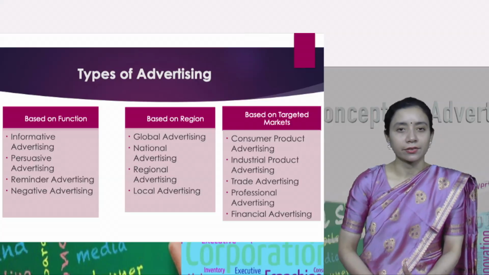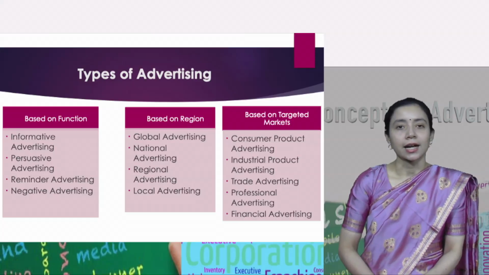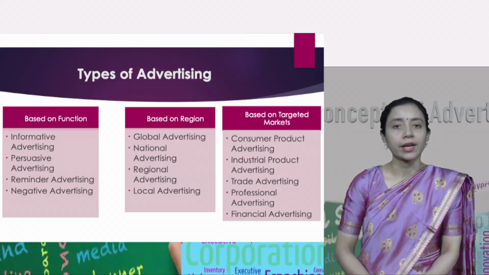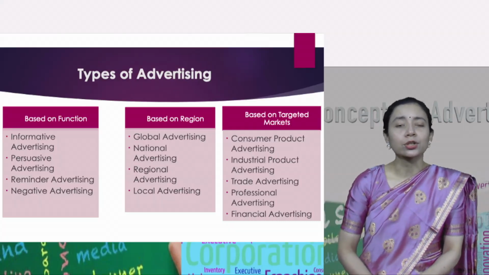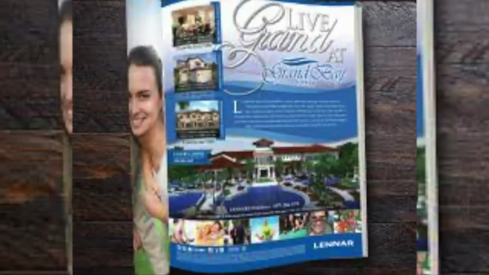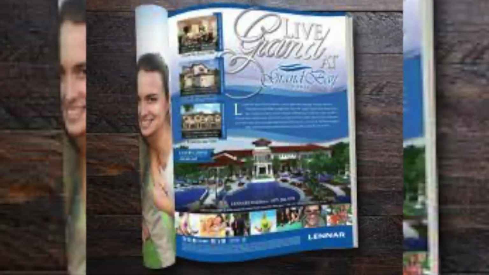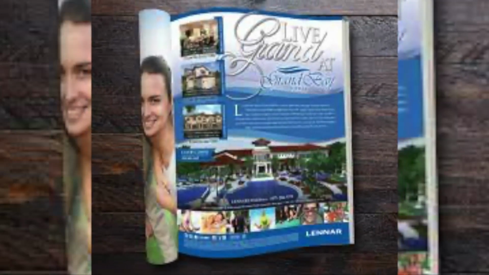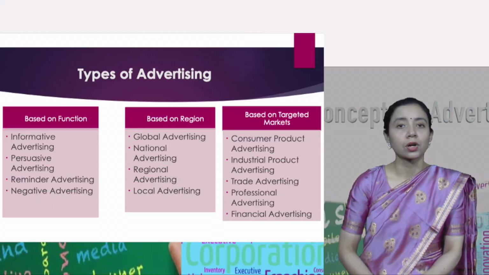Then the second category of classification is the classification based on region. Under this particular category, we have global advertising. Now, this is executed by a firm in its global market niche. Reputed global magazines like The Time, Far Eastern Economic Review, Span, Fortune, etc., are used to advertise the products throughout the world. Then we have national advertising.